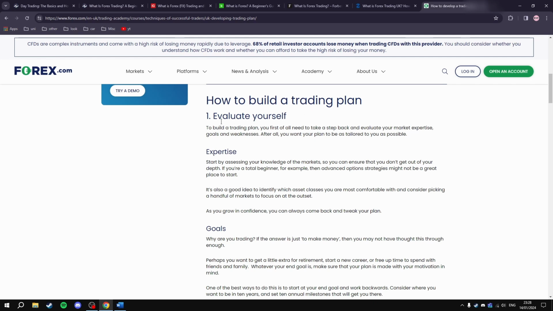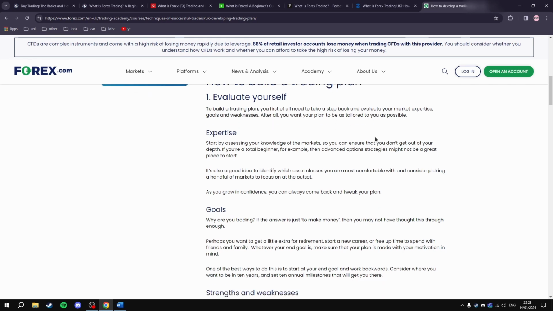How to build a trading plan. Evaluate yourself. To build a trading plan, you first of all need to take a step back and evaluate your own market expertise, goals and weaknesses. After all, you want your plan to be as tailored to you as possible.